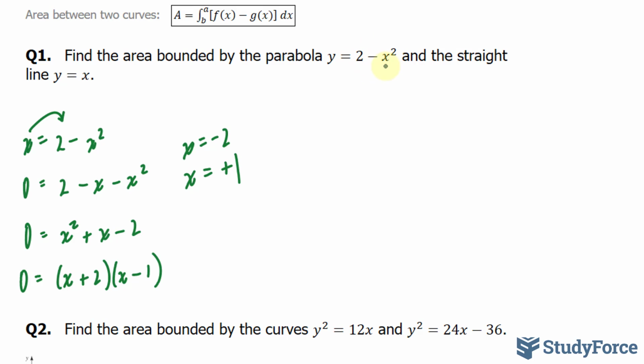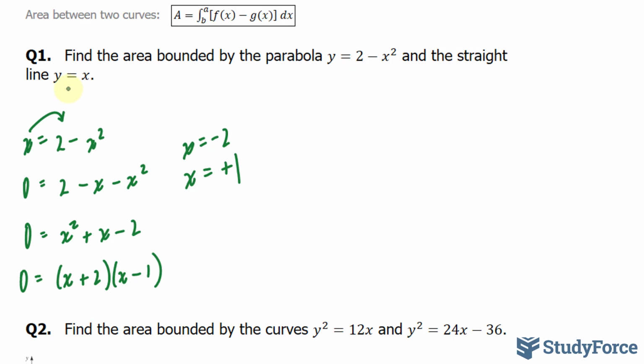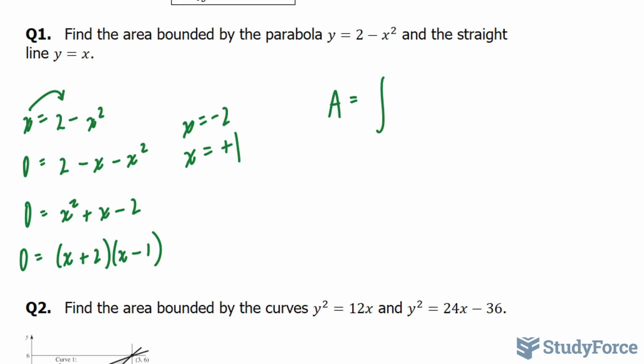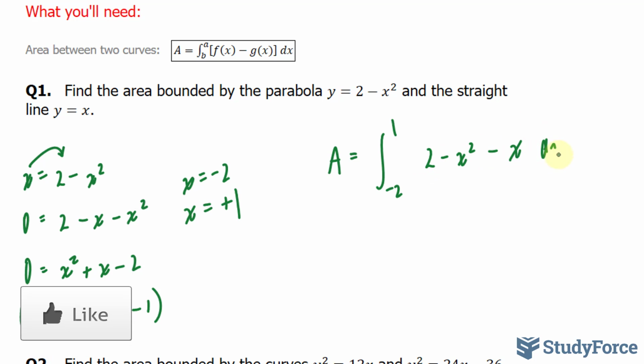If you graph 2 minus x squared, you'll end up with a parabola that's upside down. And if you graph y is equal to x, you'll end up with a straight line passing through 0 and 0. I know it's hard to envision without a visual, but this would be the upper curve and this would be the lower curve. Now that we know that, we can use this formula to find the area, where area is equal to the integral with our bounds, 1 and negative 2. So I'll put negative 2 down here and 1 up here. And I'll subtract this function from this function: 2 minus x squared minus x dx.